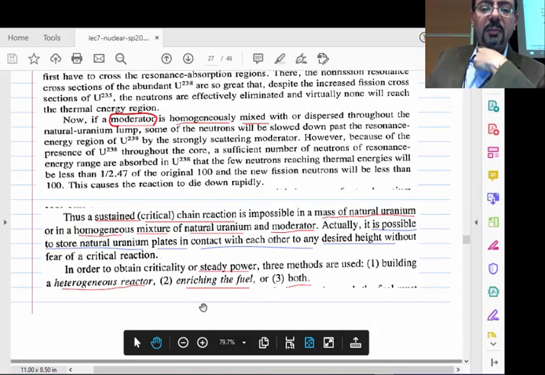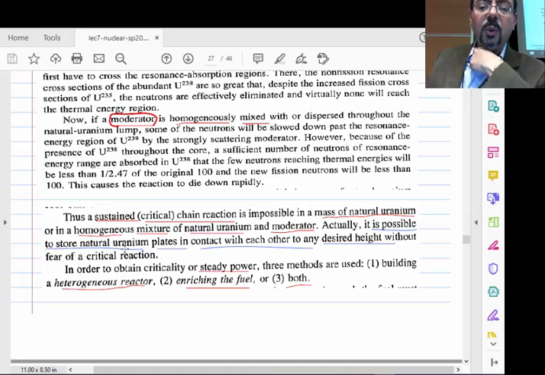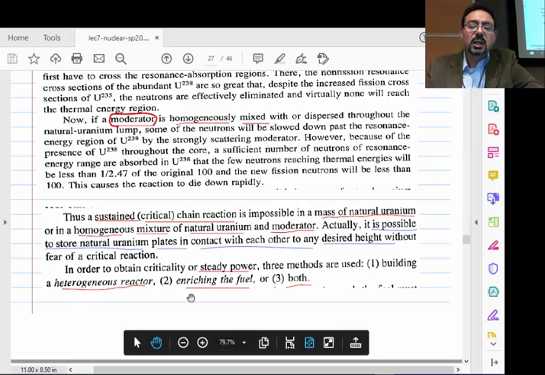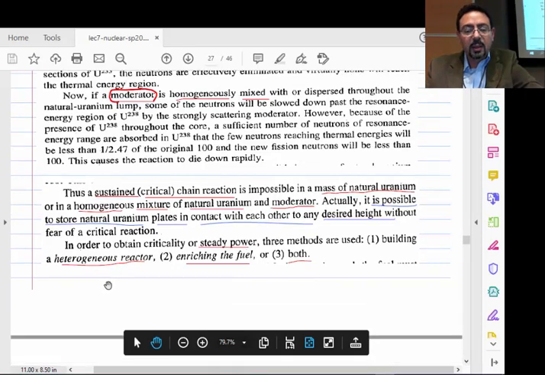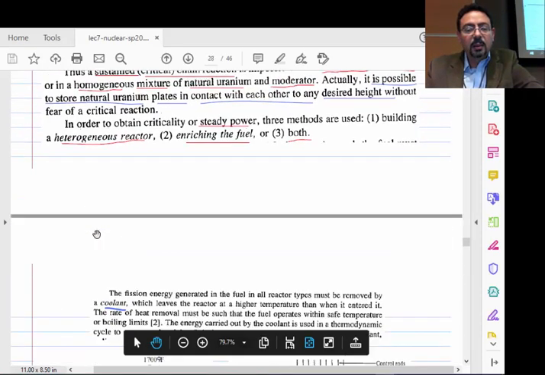And if you're going to use, so here he's saying basically the natural uranium will work only if you have heavy water around, but for most other designs you will have to enrich the fuel.